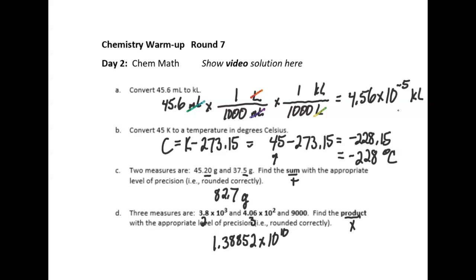The last number has only 1 significant figure, the 9, because zeros on the end of a number are not called significant. So our final answer must be rounded so it shows only 1 significant figure. Instead of saying 1.38852 times 10 to the 10th, let's just say 1 times 10 to the 10th. There's no label on this number because none of the measurements given in the problem had a label.